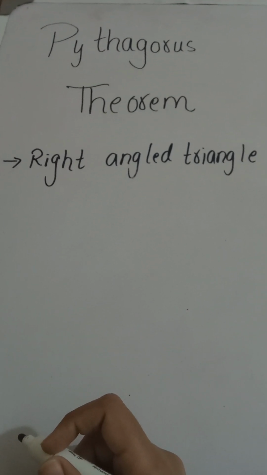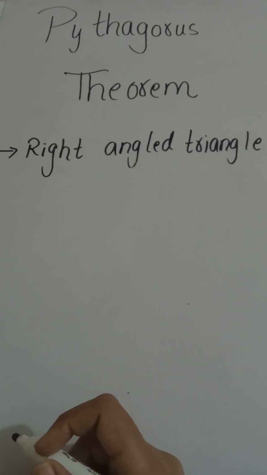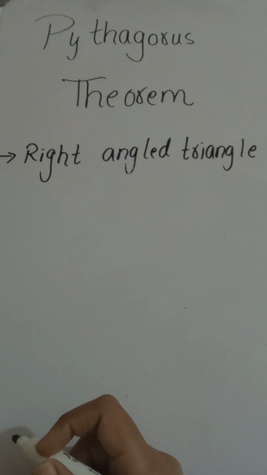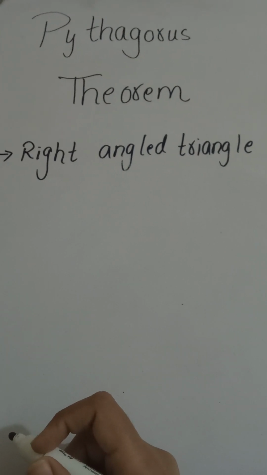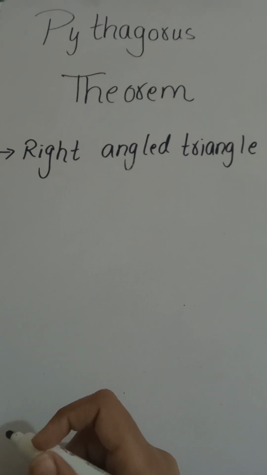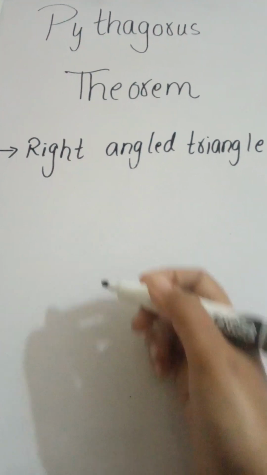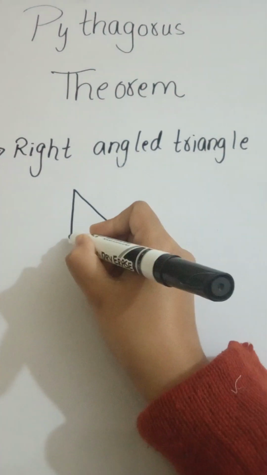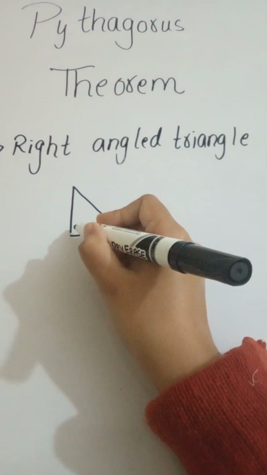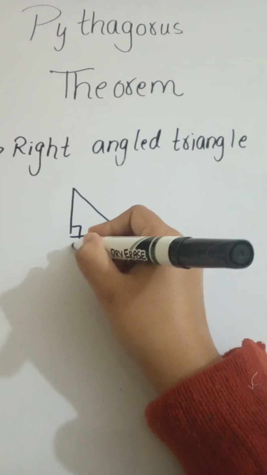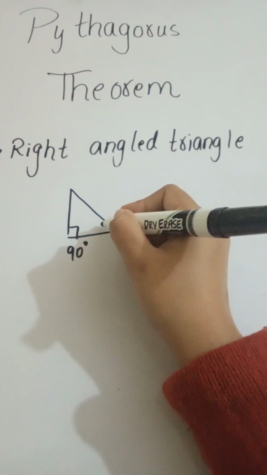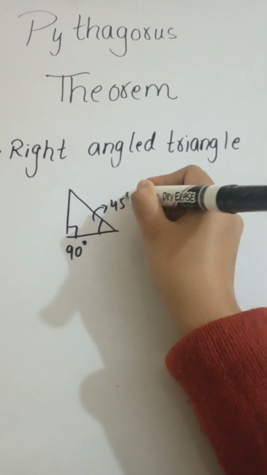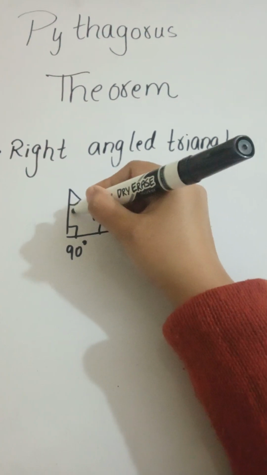Now we move towards the topic. Our topic is Pythagoras theorem. What is Pythagoras theorem? Pythagoras theorem is only applicable on a right angle triangle. So first of all, what is a right angle triangle? A triangle in which one angle is of 90 degree and the other two angles are less than 90. That triangle is known as a right angled triangle, like this one.